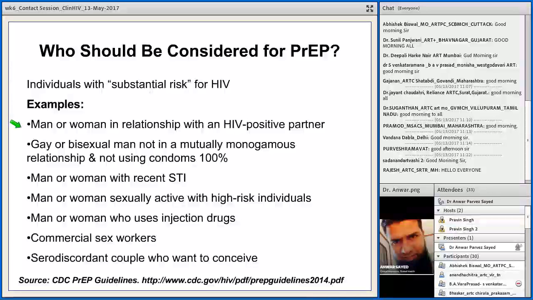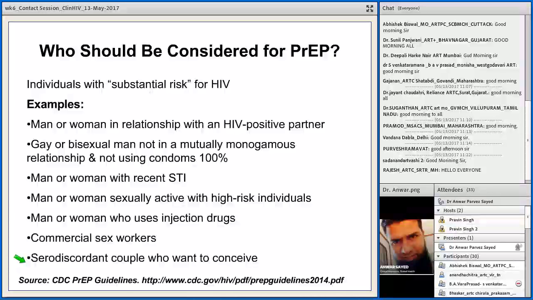So who should be considered for PrEP? Everyone? The answer is no. Individuals who are at substantial risk of HIV are considered for PrEP. So a man or woman in a relationship with an HIV positive partner, again in this relationship also, whether the positive person is on ART or not is an important consideration. Because if a positive person is already on ART and his or her viral load is suppressed to a level which is below detectable, then the risk of transmission is anyhow very low.